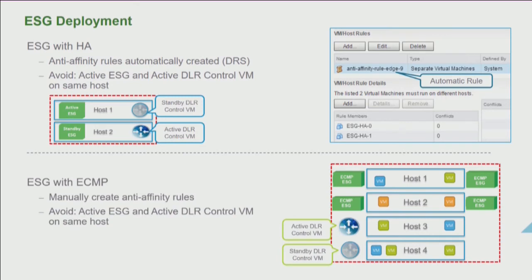With ESG with ECMP, we'll need to manually create those anti-affinity rules, and keep all of those ESGs running on different hosts for the same reason. If you lose one host, you don't want all of your networking equipment to go down with it. And again, you want to avoid any active ESGs and active DLR control VMs on the same host. So you can see the diagram that we have in the lower right-hand corner here. We have our ESGs sitting on host 1 and host 2. So we can lose either of those hosts, and we will still have active ESGs running. On host 3 and host 4, we have our active DLR control VM and our standby DLR control VM.